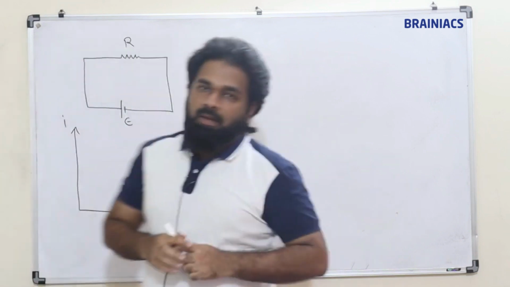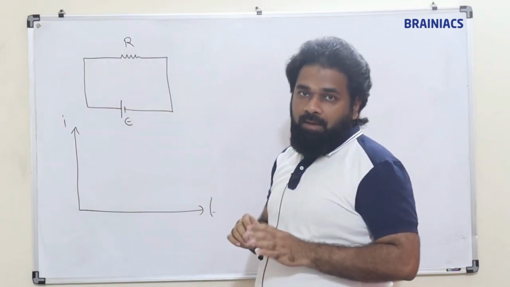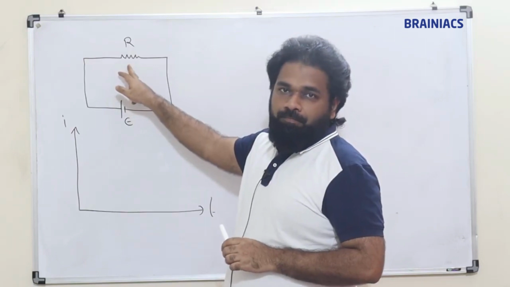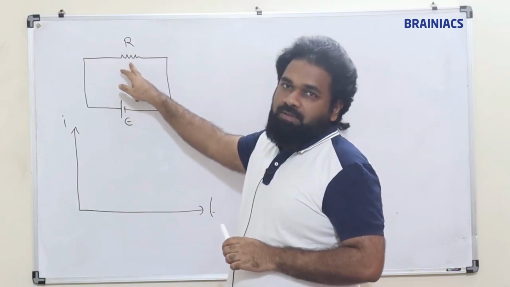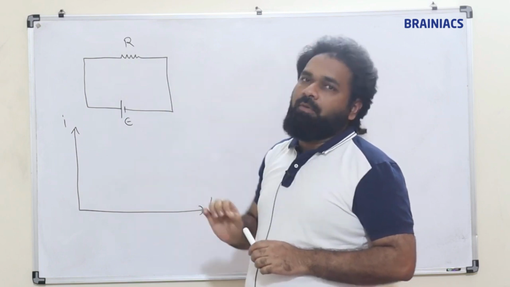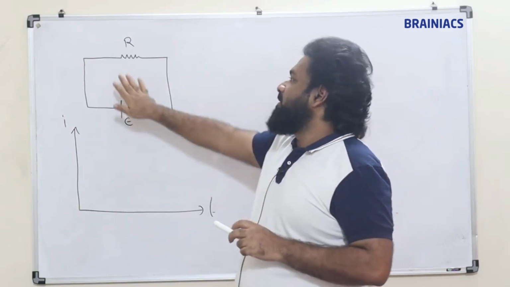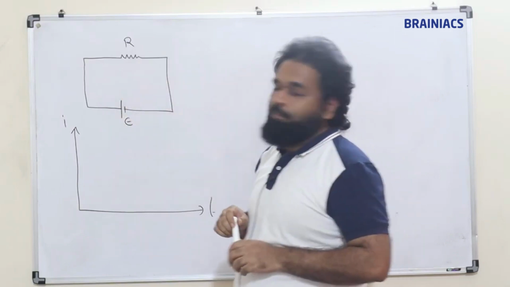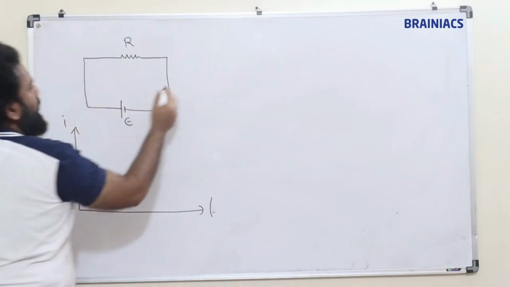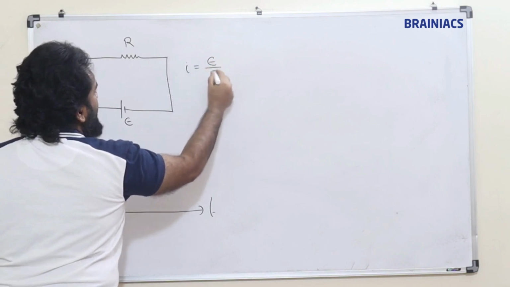What is the maximum current in the circuit? Initially, because of this resistance, the current will take a small time to develop. Anyway, you need not tell anything about maximum current, you will get confused. Just tell me what the current is here. The current in this circuit is I equal to E by R.